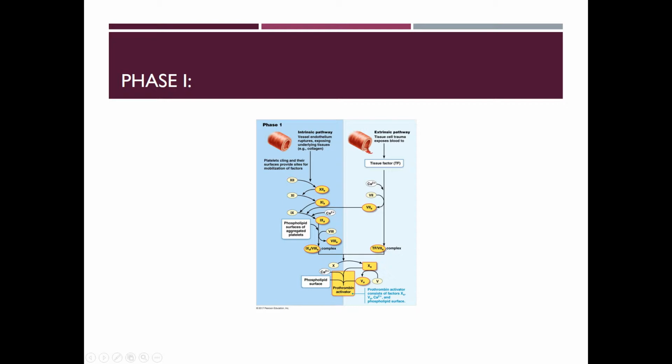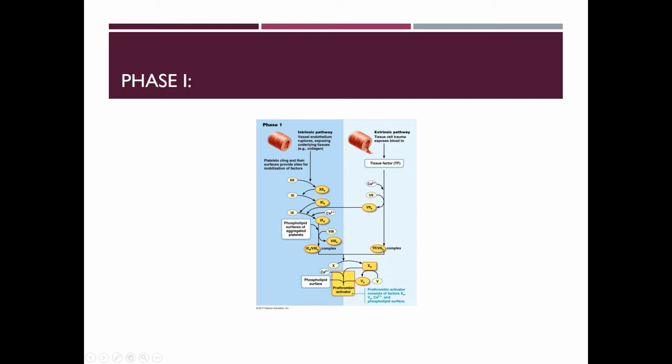And then, like we said, the platelet surfaces will allow the activation of 8, and then you'll get the 9-8 complex, and that will activate factor 10, which then, with calcium on the phospholipid surface of the platelets, causes the production of prothrombin activator after 10 has activated factor 5.